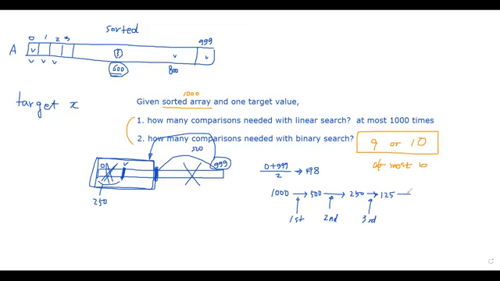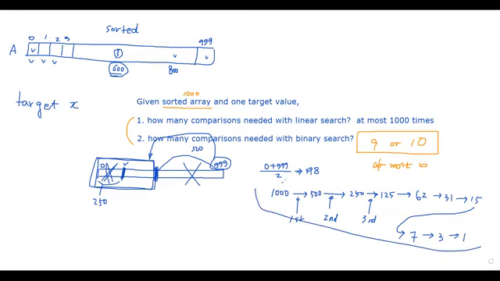And after that it will be 62, right? Then about 31, just half, it goes this way. Then 15, about 7, about 3, about 2 or 1. So this is about 1,000 data with at most 10 comparisons.